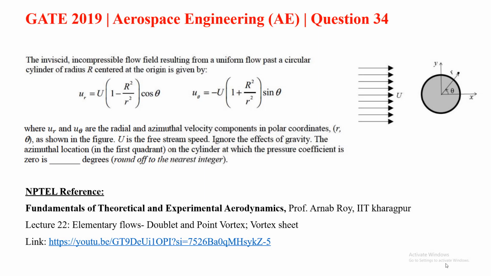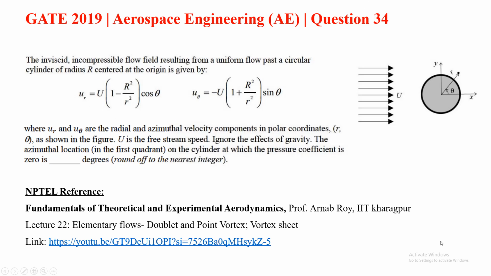Hello everyone, let's solve a problem from GATE 2019, question number 34 from the Aerospace Engineering paper. The question is: the envisaged incompressible flow field resulting from a uniform laminar flow past a circular cylinder of radius r centered at the origin is given by these velocity components.